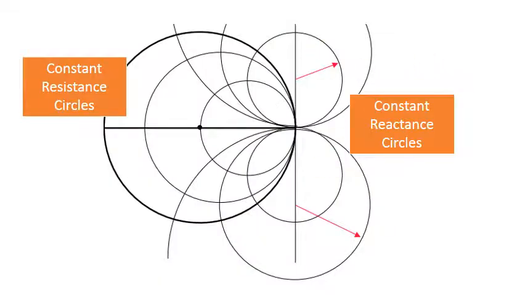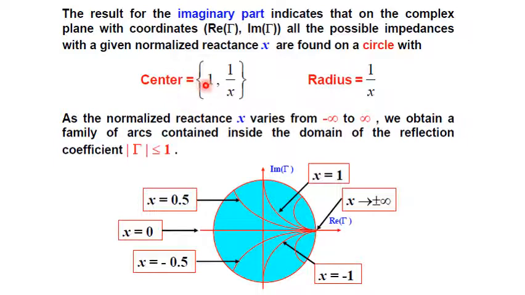These are the circles having center at 1 and 1 by x and the radius 1 by x. So in this way it will make the complete circle, and so the arc which we see on the Smith chart is a part of a circle having center at 1 and 1 by x and radius 1 by x, where x is the imaginary part of our impedance or the reactive part of our impedance. If reactance is positive, that is inductive, then it will be on the upper half of the Smith chart, and if the reactance is negative, that is capacitive, then it will be on the lower half of the Smith chart.